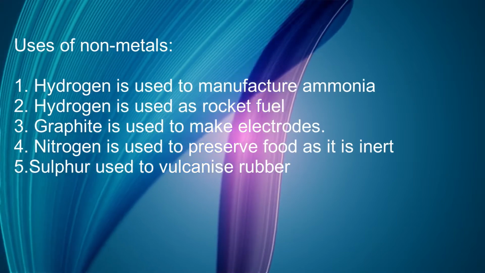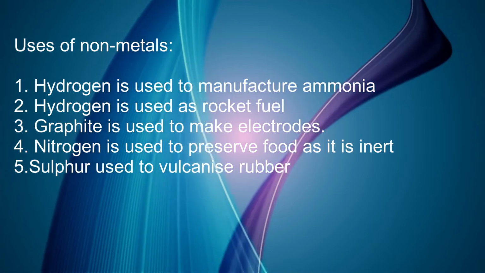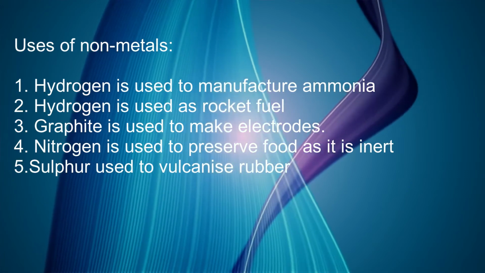Uses of nonmetals. 1. Hydrogen is used to manufacture ammonia. 2. Hydrogen is used as rocket fuel. 3. Graphite is used to make electrodes. 4. Nitrogen is used to preserve food as it is inert. 5. Sulfur is used to vulcanize rubber.